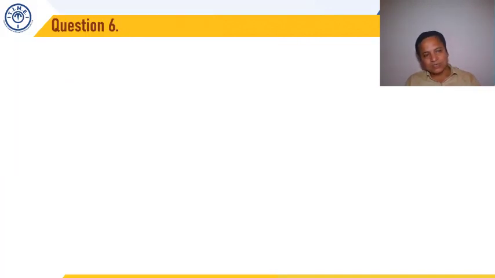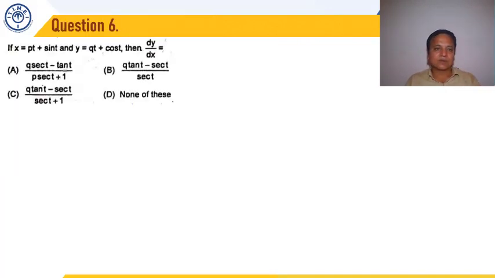Now we come to question 6. It says x is equal to pt plus sin t and y is equal to qt plus cos t. X is also expressed in another variable t, and y is also expressed in another variable t. And it says find the value of dy by dx. We have to find dy by dx, but x is given in terms of t and y is also given in terms of t.